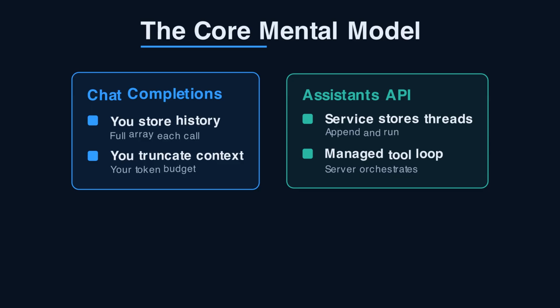With Assistants, Azure stores the conversation for you as a thread. You append messages to a thread, then start a run, and the service manages context, tool invocation, and the back and forth loop on the server side. One puts you in control of every byte, the other trades control for convenience.